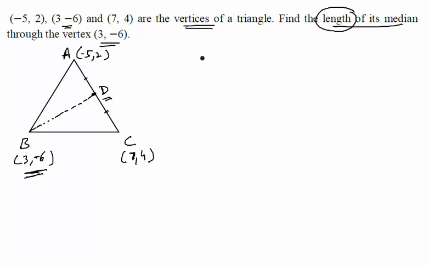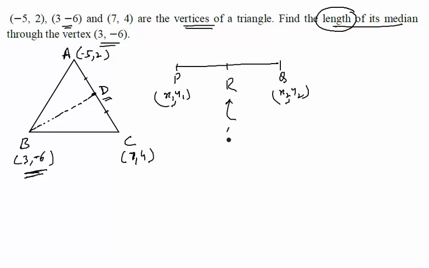According to the midpoint formula, if I have to find the midpoint of, let us say, P and Q, and let us call the midpoint R, then if P is represented by x1 y1 and Q is represented by x2 y2, then the midpoint R becomes x1 plus x2 upon 2, and the y coordinate of R becomes y1 plus y2 upon 2.